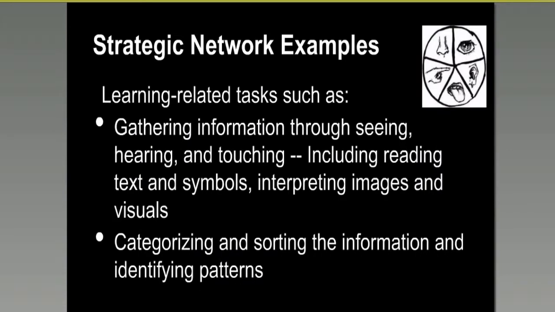Some examples of strategic network include learning-related tasks that are gathering information. That could be through seeing, through hearing, or through touching things. And they include the things we do often in classrooms and online, like reading text and symbols, interpreting images and visuals, and categorizing and sorting the information into identifying patterns. All kinds of subject areas like music and math, language arts, social studies, and science are built on the idea that we can categorize and sort the information that we're taking in the learning environment.